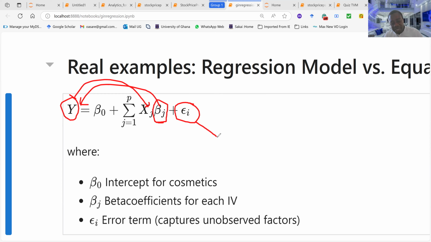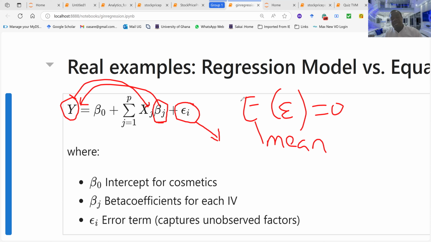The essence of the whole regression is to minimize this, so that the expected value of this error term, sometimes it's epsilon, is supposed to be 0. That word expected value means the mean. The expected value of every number is the mean of that number. So the expected value of the error term is 0. So we expect that by the time you have been able to establish the relationship between the dependent variable here and the independent variable there, we expect the errors to be 0. Why? Because if the errors are not 0, what you are saying is that they are biasing the results.